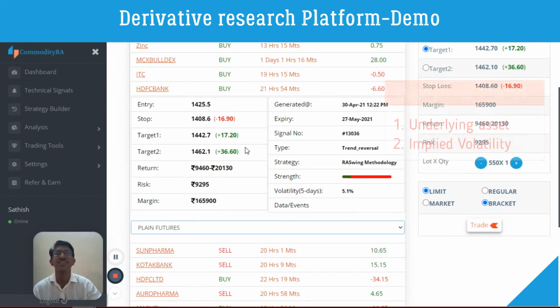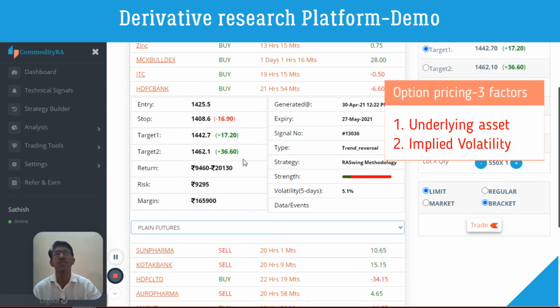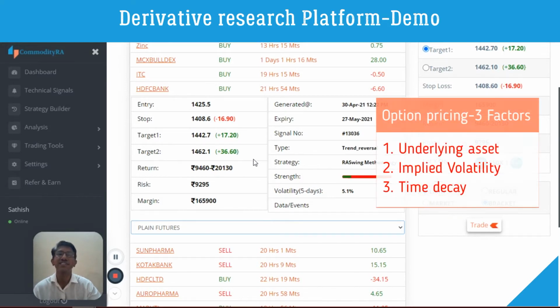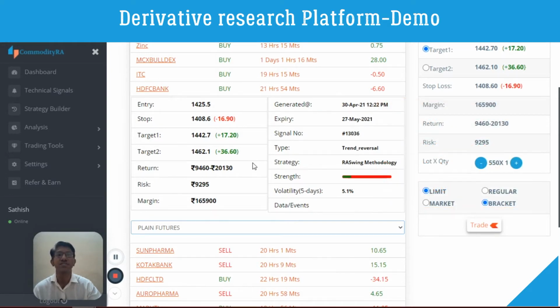And number two, implied volatility. Current volatility, in simple words, in the market. If you want to know more about implied volatility, I have posted another video on it. Just watch it on our channel. This implied volatility, we can calculate 100%. And number three is time decay. It is the loss in value for buyers and gain for sellers with days passing. This time decay also can be calculated.